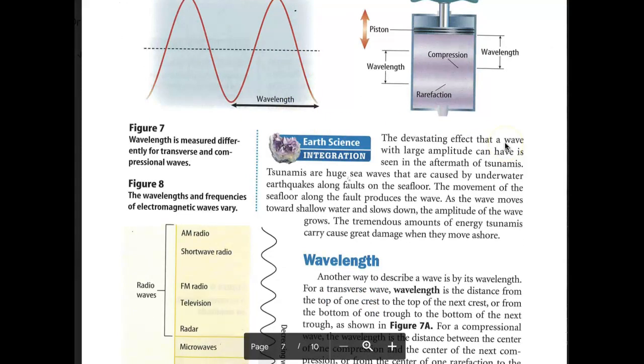The devastating effect that a wave with a large amplitude can have is seen in the aftermath of tsunamis. Tsunamis are huge sea waves that are caused by underwater earthquakes along faults on the seafloor. The movement of the seafloor along the fault produces the wave. As the wave moves toward shallow water and slows down, the amplitude of the wave grows. The tremendous amounts of energy tsunamis carry cause great damage when they move ashore.